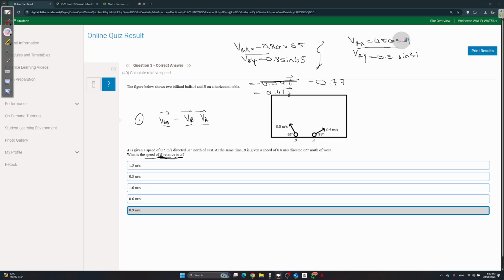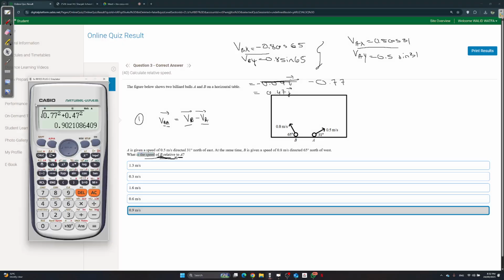Then same thing with A, split it up into x and y components. Then do VB minus VA. VB minus VA, and you do the x components minus each other, you get negative 0.77. Then the y components minus each other, you get 0.47. Then they said speed, so what do you do? You take the magnitude, and you get 0.9.